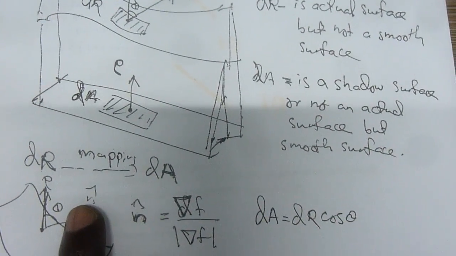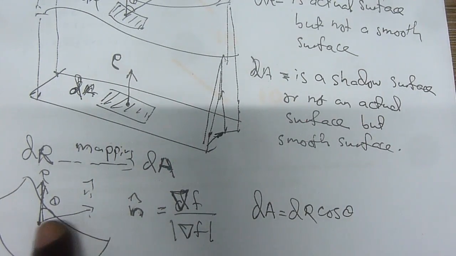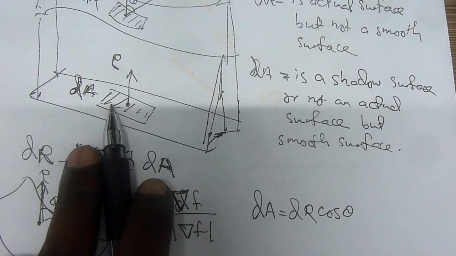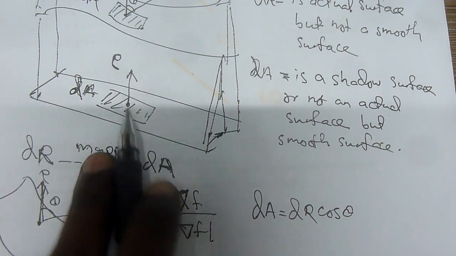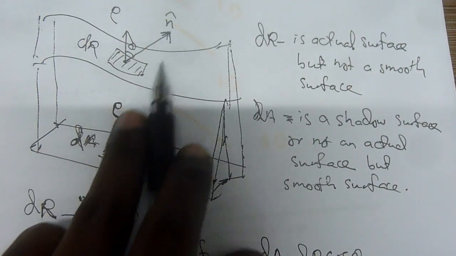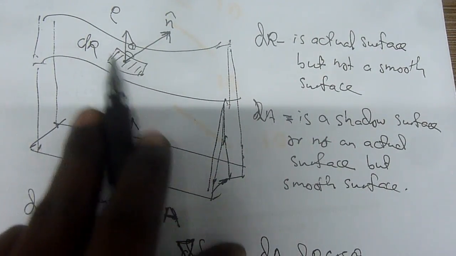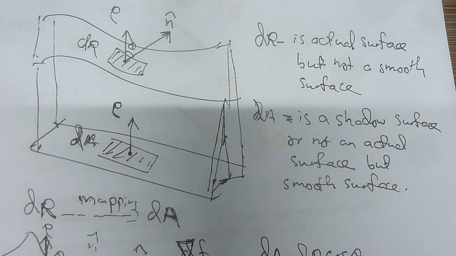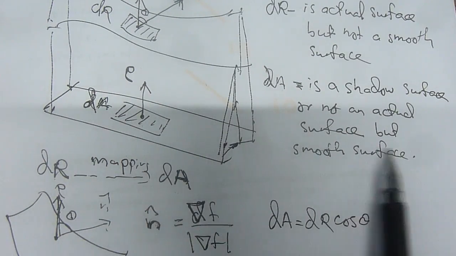Okay, if this is the rho, and I know the angle of that, I can use my shadow to calculate the actual surface, which is difficult to calculate, as it is not a smooth surface anyway. Can you see this is not a smooth surface?